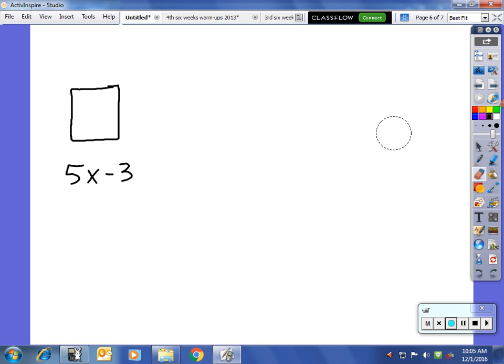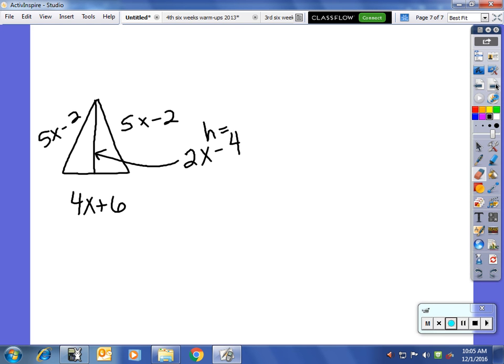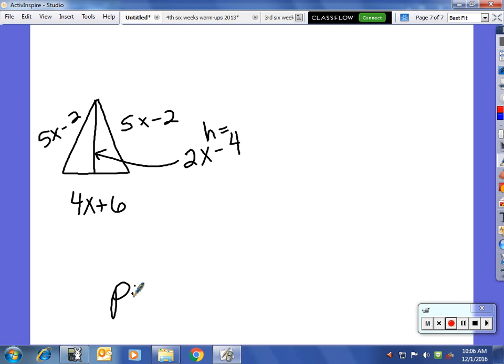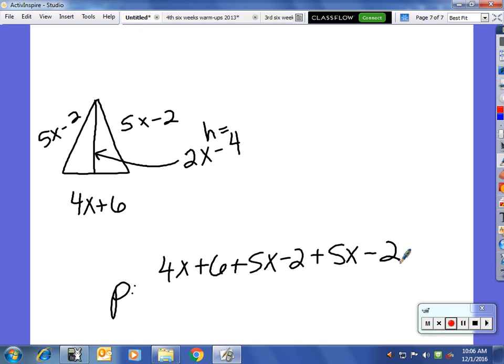All right, and then we had a triangle. A lot of kids forgot to divide by 2. Base times height divided by 2 is how you find area. Any questions on the triangle? Perimeter of this triangle. Now for perimeter, you want to make sure you don't include the height. Perimeter is the distance around the outside, which would be 4x plus 6 plus 5x minus 2 plus 5x minus 2. Add up all the sides.